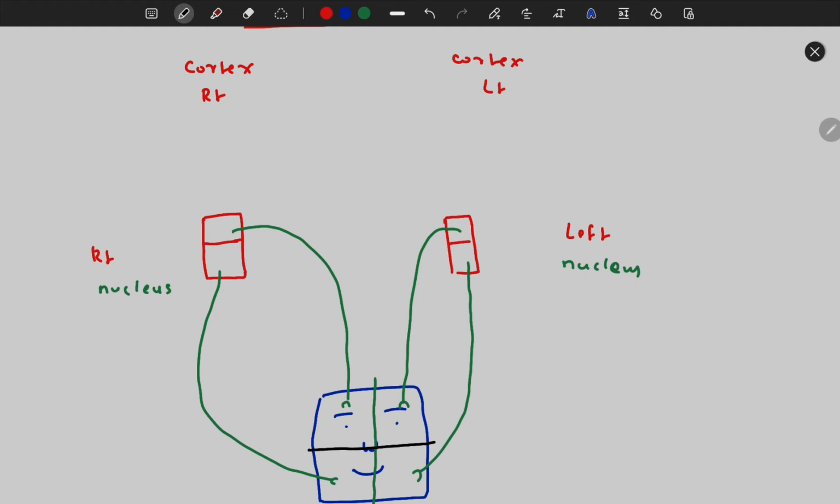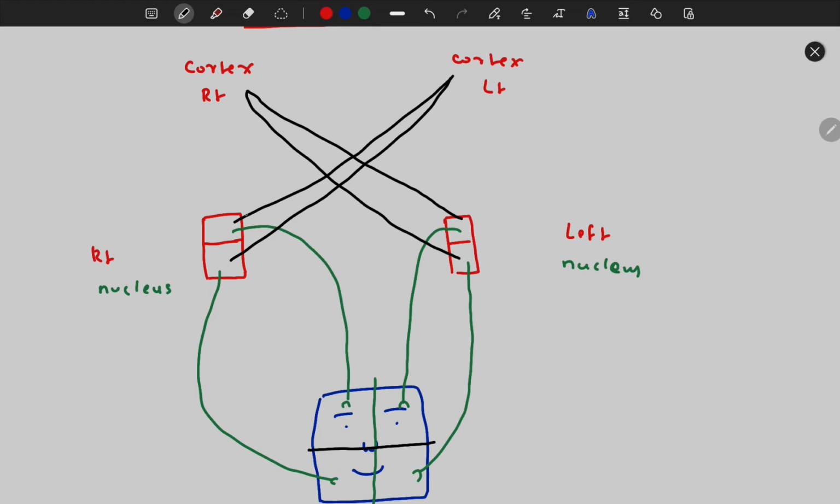So the cortex always controls the opposite side. The right cortex will be controlling the left nucleus, and the left cortex will be controlling the right nucleus. And one more thing to note is that the right cortex will control the upper part of the right nucleus and the left cortex will control the upper part of the left nucleus of the same side. So this is the upper motor neuron and this is the lower motor neuron.